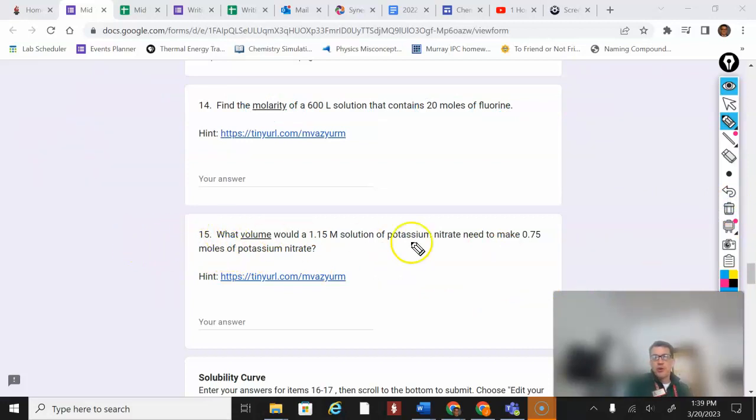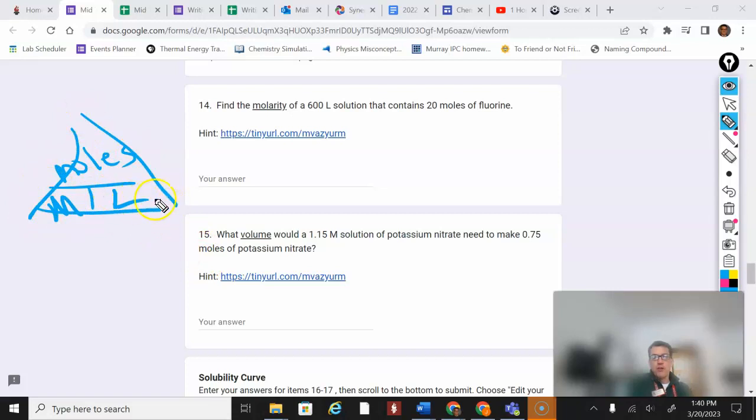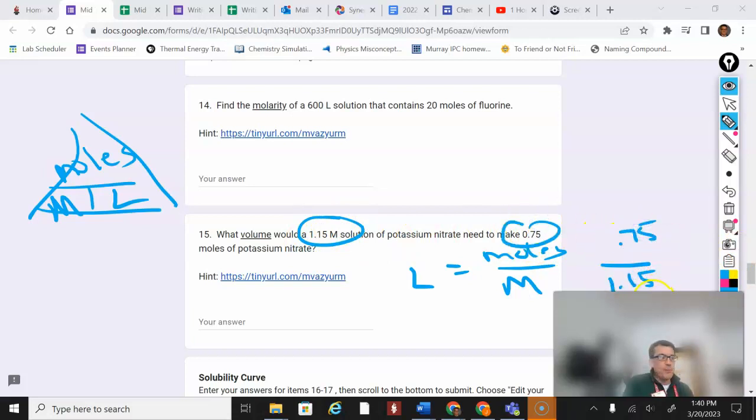15, same kind of question, but we're rearranging it because number 15 is asking about the volume. Well, again, it's moles over capital M, capital L. So if I'm solving for capital L, then it's moles over capital M. In this case, I've got 1.15 on the bottom, and I've got 0.75 on the top. Put those in together with the calculator, and we should get 0.65. And this should be in liters since it's asking for volume.